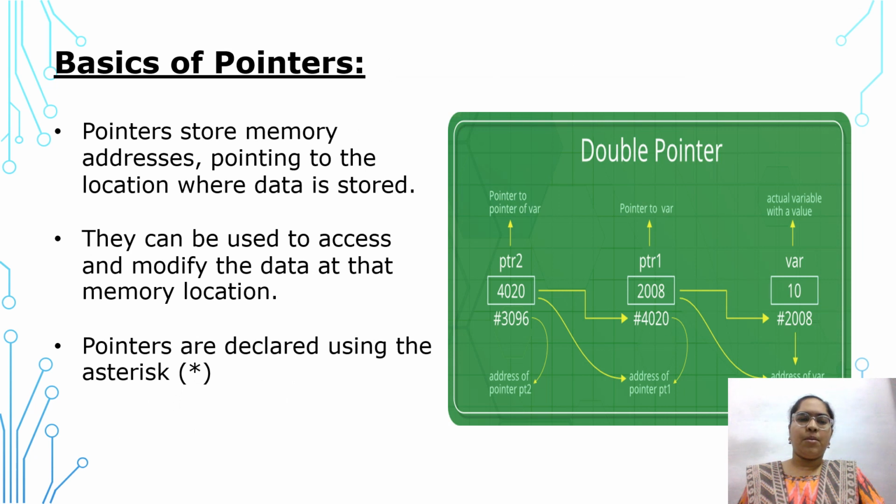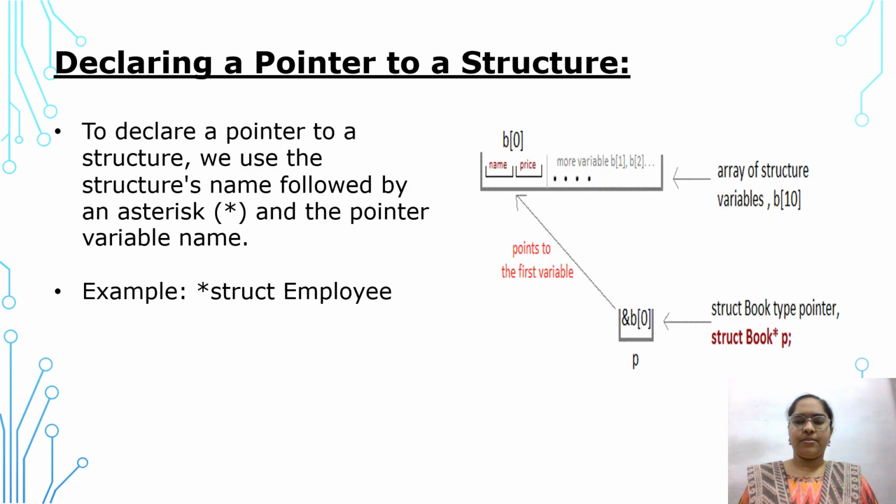And the next is basics of pointers. Pointers store memory addresses pointing to the location where data is stored. They can be used to access and modify the data at that memory location. So the pointer is a variable which stores the address of another variable, and using this we can access and modify the data at that memory location, and these pointers are declared using the asterisk symbol.